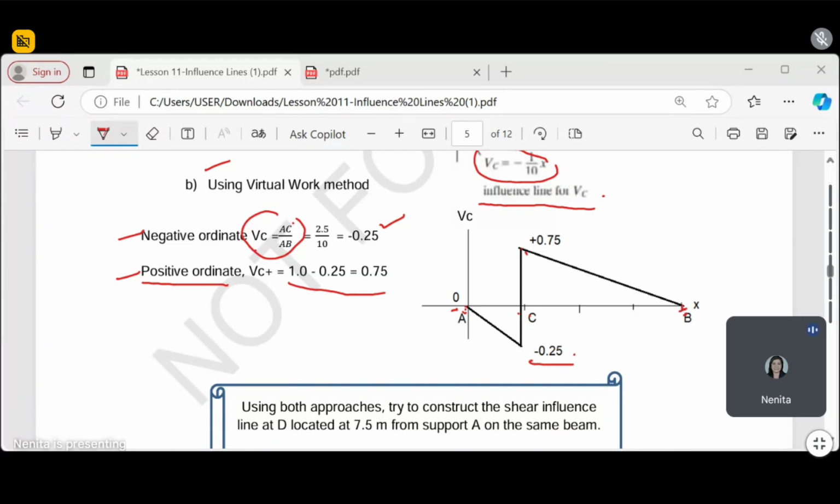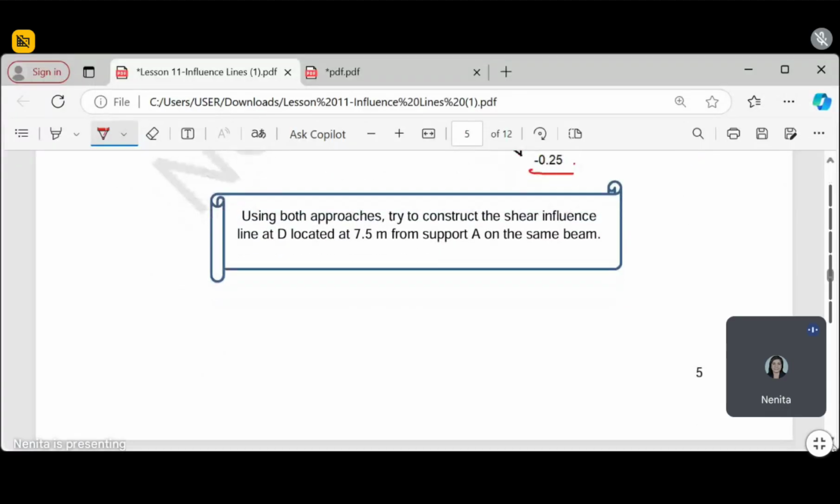Okay. Padayon ta. Saan na ba ko? Okay. So, using both approaches, try to construct the shear influence at D. Let's say, magbutang tayo ng point sa D, 7.5 from support A, then gamitin natin ang influence line diagram.